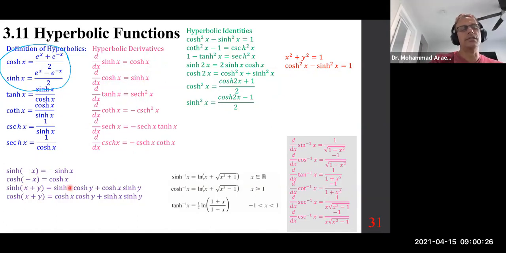Some other identities: if you remember, sine of negative x was minus sine x, and cosine of minus x was cosine x. In other words, sine was an odd function, cosine was an even function. The same thing works out here. And there are more formulas here, for their inverse functions. So let's look at a couple of examples involving that.